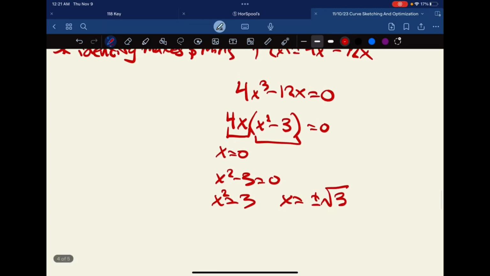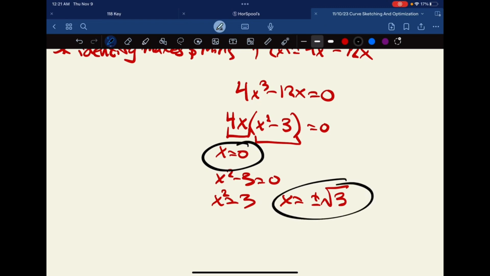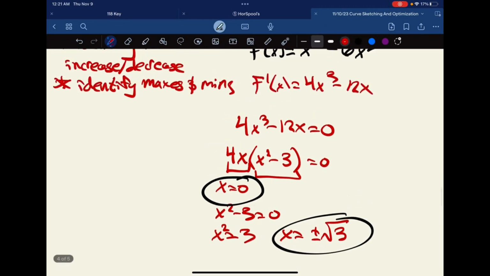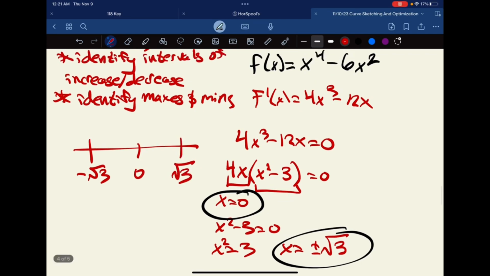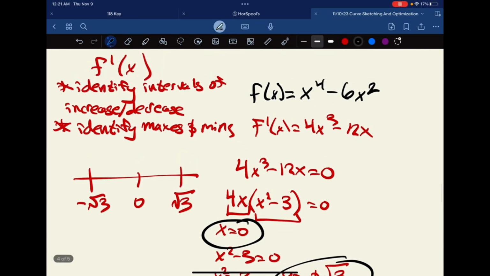So now we have x equals 0 and x equals plus or minus the square root of 3. So this is going to let us make our sign chart. Let's make it over here. We got negative square root 3, we got 0, and we got positive square root 3. So now we're going to plug in one of these into here. When we plug in over here, call it negative 5. Let's plug in negative 5.